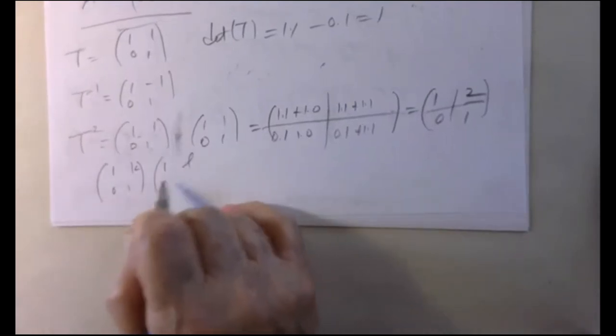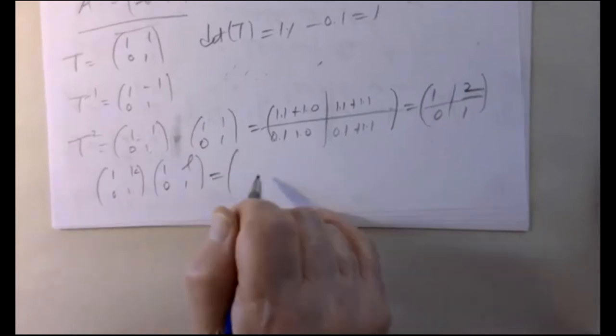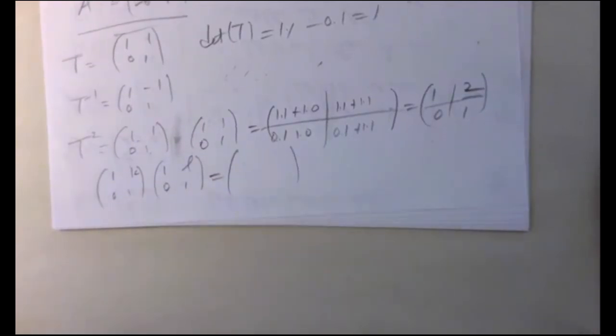In general, suppose you have the matrix 1, K, 0, 1 and the matrix 1, L, 0, 1. Multiply them together and tell me what you get.